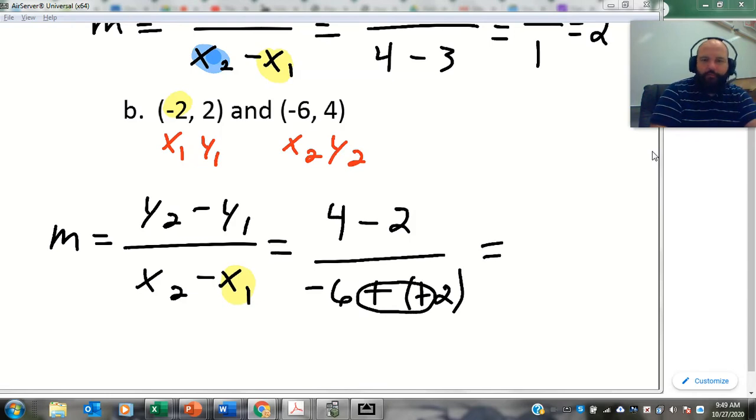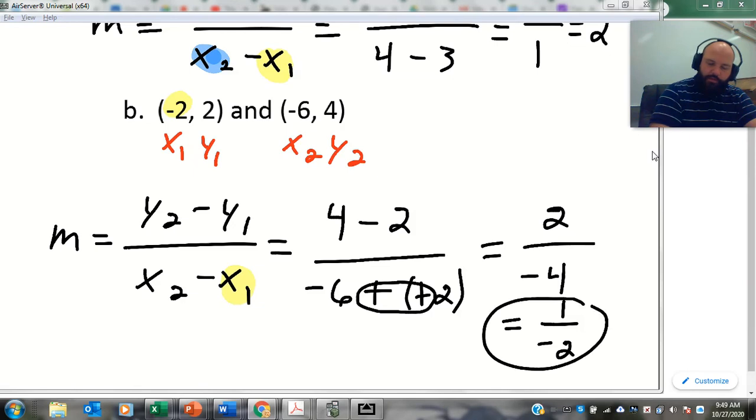So on top we have 4 minus 2, which is 2. On bottom we have negative 6 plus 2. So if you owe me $6, you pay me 2 back, you still owe me $4. From there, that fraction is reducible. Both of those numbers are divisible by 2. So we'll get 1 over negative 2 like that. And there's your slope. Slope is negative 1/2.